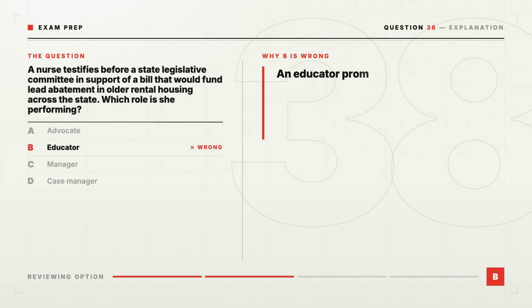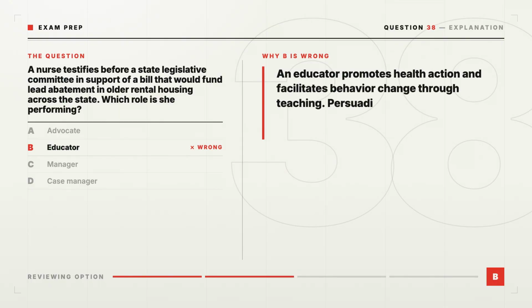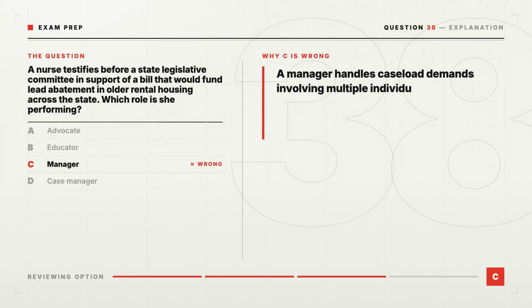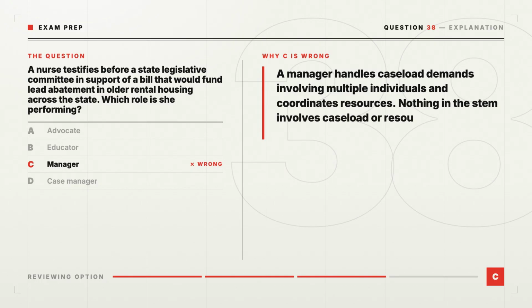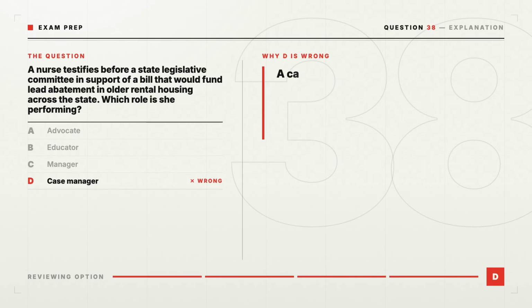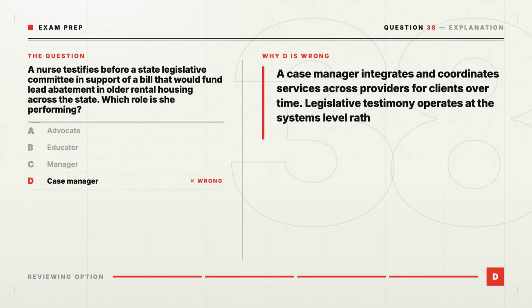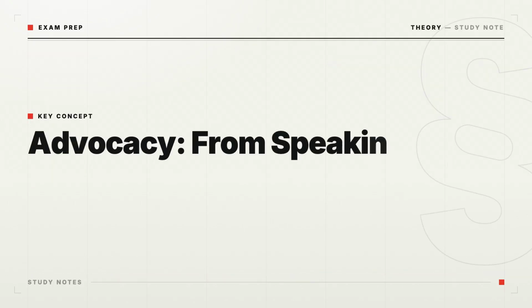B is wrong because an educator promotes health action and facilitates behavior change through teaching. Persuading lawmakers to fund a program is not health teaching aimed at behavior change. C is wrong because a manager handles caseload demands involving multiple individuals and coordinates resources. Nothing in the STEM involves caseload or resource administration. D is wrong because a case manager integrates and coordinates services across providers for clients over time. Legislative testimony operates at the systems level rather than on any individual's care plan.